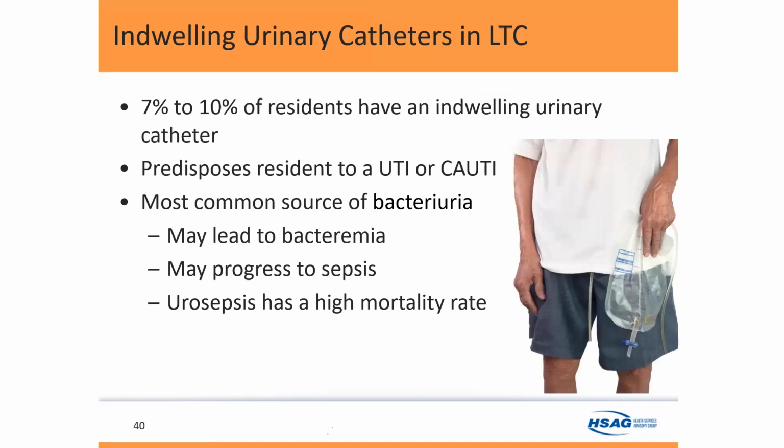All right, so 7 to 10% of residents will have an indwelling urinary catheter. I know it's probably not as high as we're used to seeing in the acute care hospitals, but still, a large number of residents have these devices in place. It is important to note it is a very big risk factor and it predisposes that resident to a UTI, or as we call it, a CAUTI. It's the most common source of bacteriuria, which we know can lead to bacteremia and progress to sepsis, and then urosepsis has a very high mortality rate. All right, next slide.